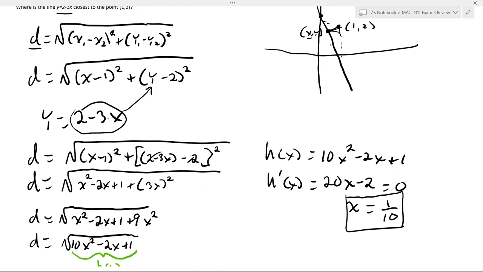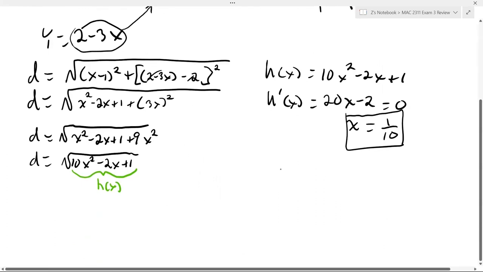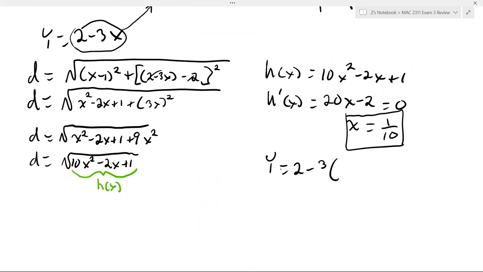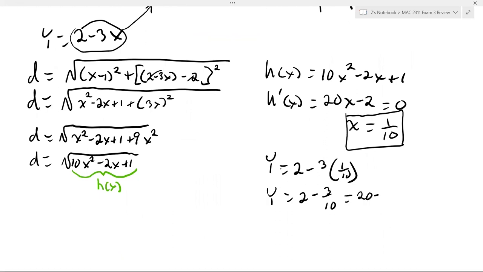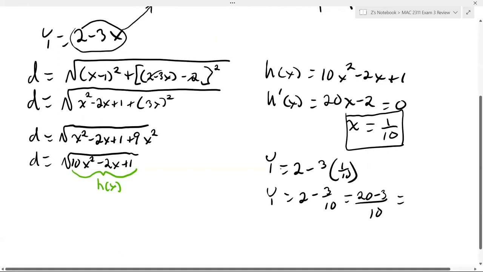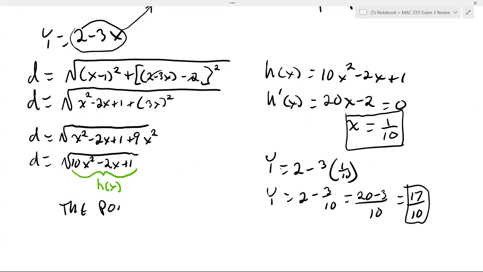So if I know what x is, I just go up here to y equals 2 minus 3x. That's how they relate, and I figure out what y is. So if x is 1/10, y equals 2 minus 3 times 1/10, or y equals 2 minus 3/10. I have to just add these together. So this is going to be the same thing. 2 times 10 is 20. 20 minus 3 over 10, or 17/10. That can't be simplified anymore.